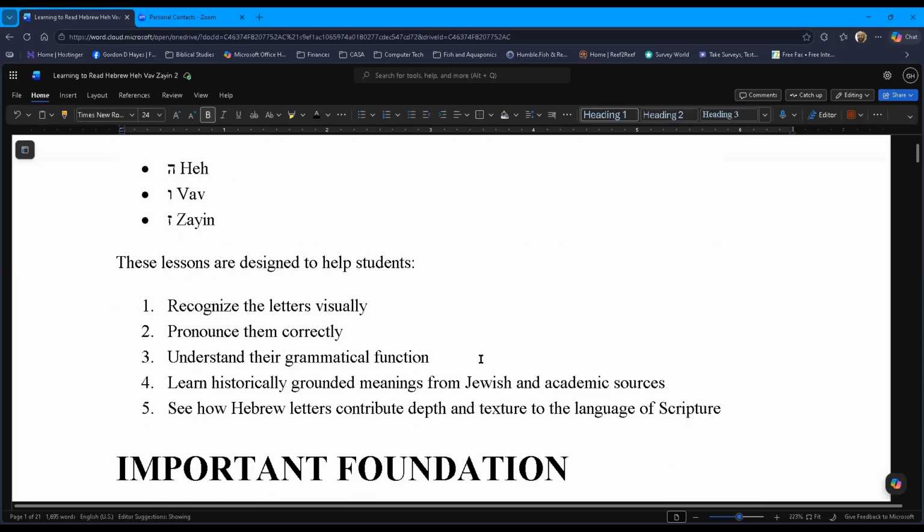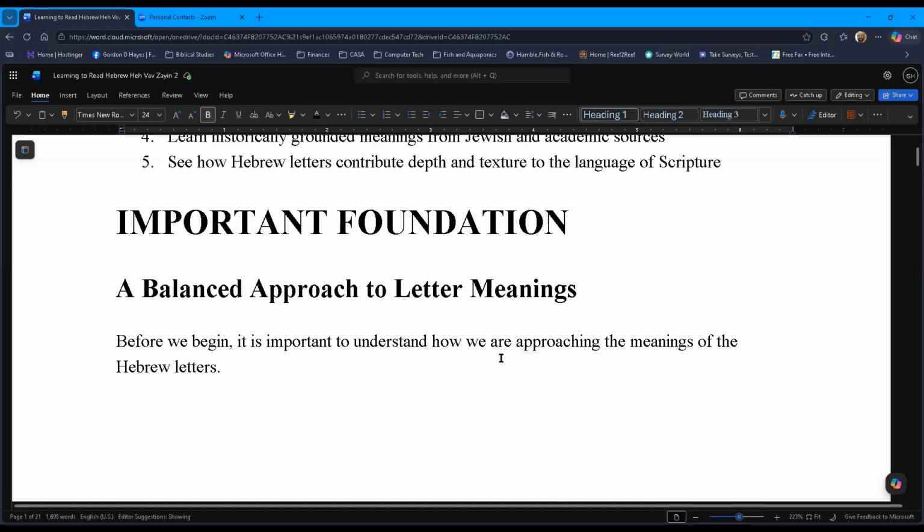And these lessons are designed to help students recognize the letters visually, pronounce them correctly, understand their grammatical function, and learn historically grounded messages, primarily from Jewish and academic sources, with a lean toward academic. And also to see how Hebrew letters contribute depth and texture to the language of Scripture. So, an important foundation.